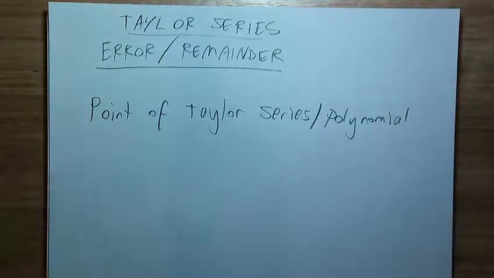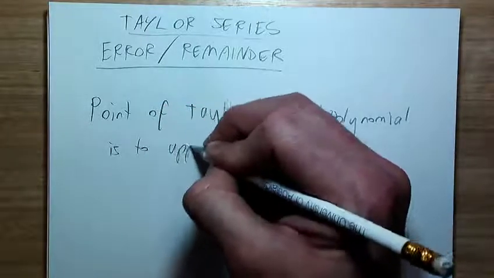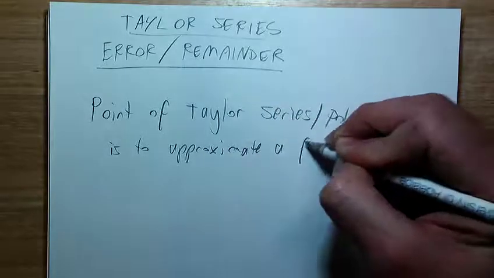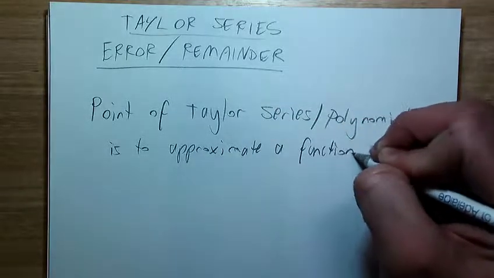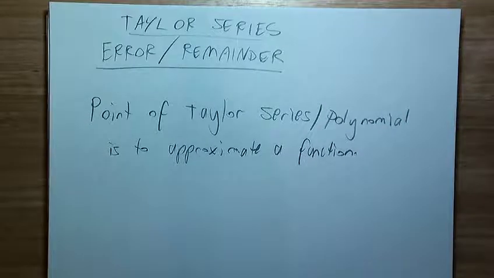So the point of a Taylor series or polynomial is to approximate a function. And when we approximate things, we'd like to know how close the answer is. I mean, if we knew exactly how close the answer is, we wouldn't have to approximate it, because we could just add the difference and then that would be the correct answer. So we want to know approximately how close it is.